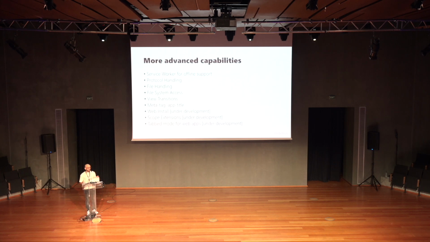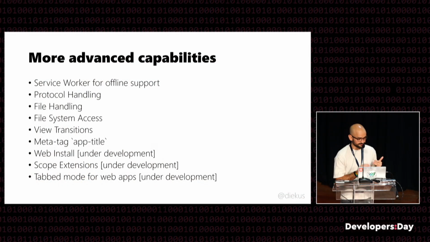There's a lot of stuff that we've been working on throughout these years that a website or web app can do. If you want to have offline support, you have Service Worker. Protocol handling, you want to do a web app that handles calendar or mailto links or even a custom link, you can do that. File handling, you can define your own file type and make your web application the default for that file type. You can have access, of course, to the file system to save, to write. We can make that access persistent as well.